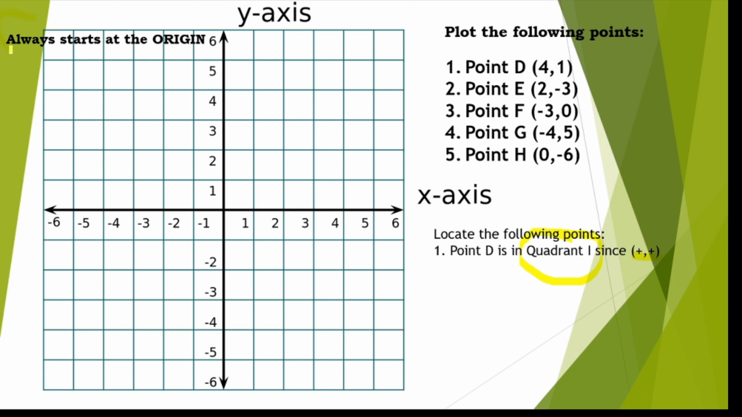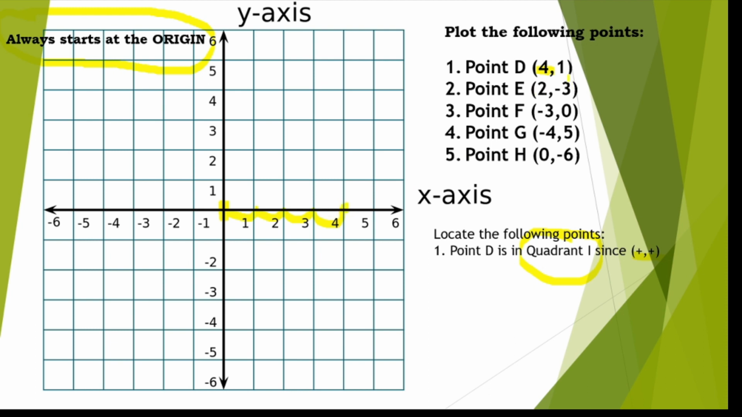Now, we have here reminders. Always start at the origin. So, we are going to start here at the origin. And then, we are going to move 4 units. Since it is positive, from the origin, we are going to move 4 units to the right of the x-axis since the given value of the coordinate is positive. So from the origin, let us count 4 units. 1, 2, 3, 4. Okay, and then we stop here for a while.